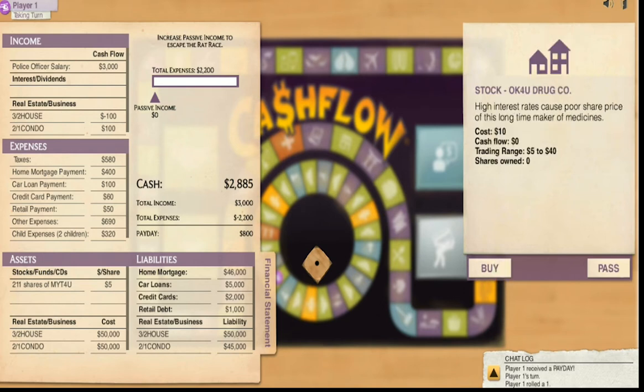Cost 10, trading range between 5 to 40. So I think it's a good deal, because maybe one day it will be 30, it will be 40. I will make profit from this. I have to buy some, for example, okay, 100.